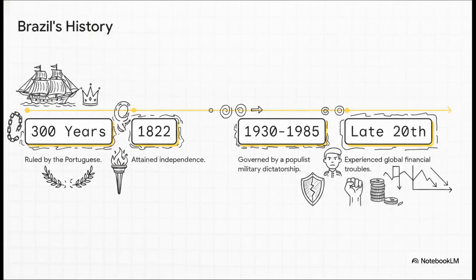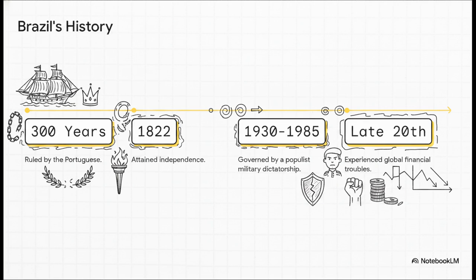Brazil's historical timeline is really a story of endurance. For 3 full centuries, they were ruled by the Portuguese. They did eventually attain independence, relatively early compared to a lot of colonies, in the year 1822. But independence wasn't some instant magic fix.